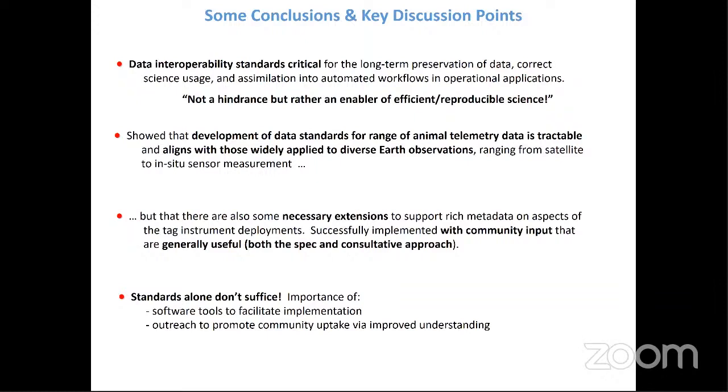Another key point, standards alone don't suffice. We need software tools to facilitate implementation for broader uptake by the community. And there has to be an outreach component in order for the community to understand the value of them going to the effort of producing this information and these standards compliant files.